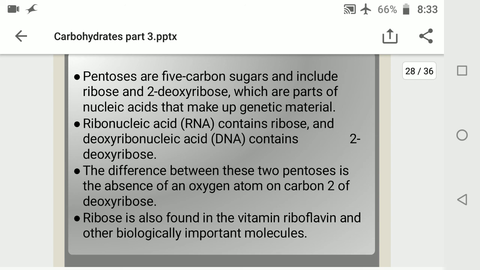Ribose is also found in the vitamin riboflavin and other biologically important molecules. As we know, in a DNA molecule there is a pentose sugar, right? When this ribose sugar's carbon number 2 loses its oxygen, it is called deoxyribose. Got it? So this is the basic difference between RNA and DNA.